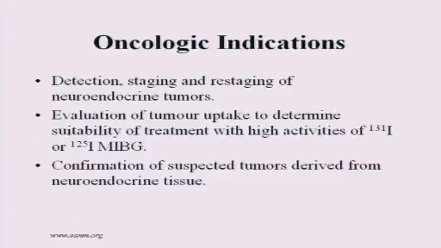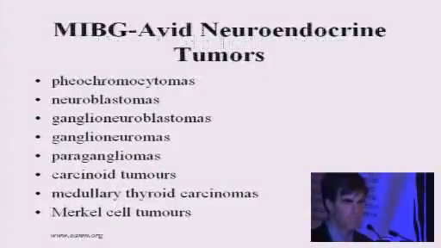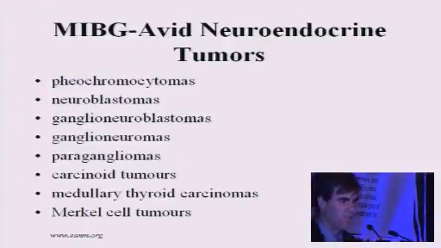Oncologic indications are detection, staging, and restaging of neuroendocrine tumors, and evaluation of tumor uptake to determine whether it is suitable to treat with high doses of iodine-131 MIBG or iodine-125 MIBG. It is also used to confirm suspected tumors derived from neuroendocrine tissues. There are several MIBG-avid neuroendocrine tumors, which include the pheochromocytomas, neuroblastomas, as well as carcinoid tumors, but there are others as well.